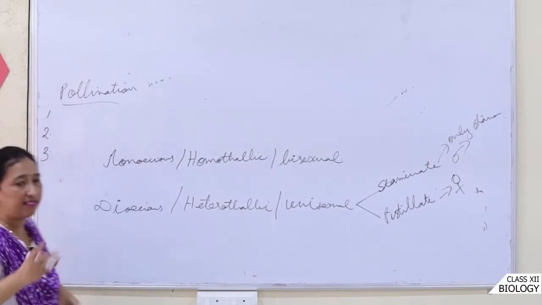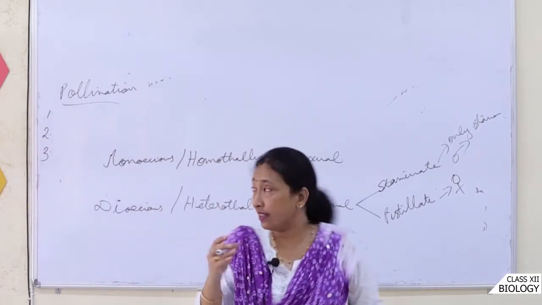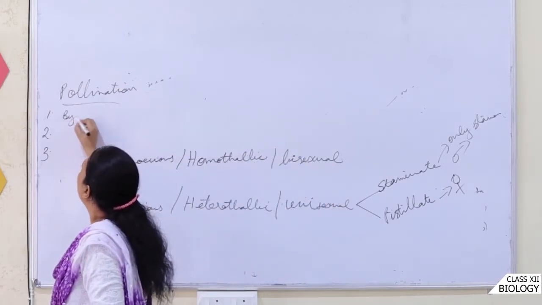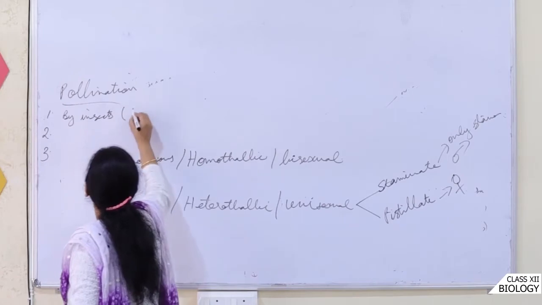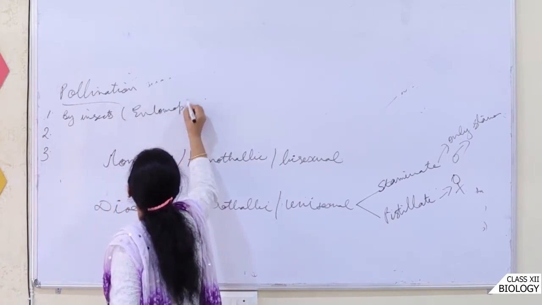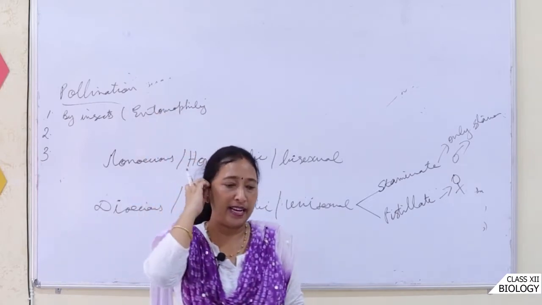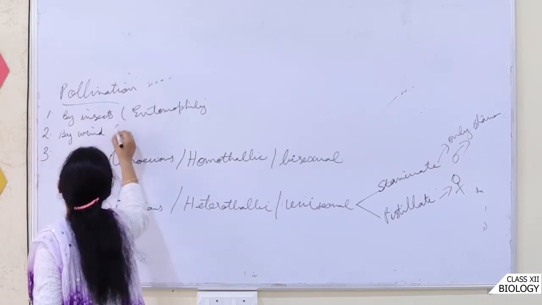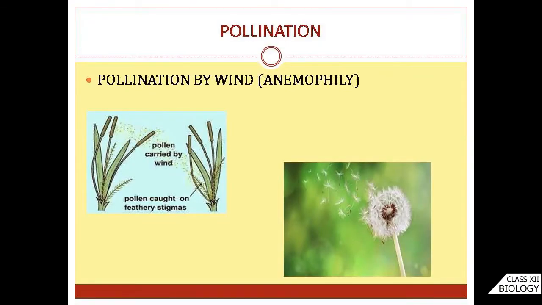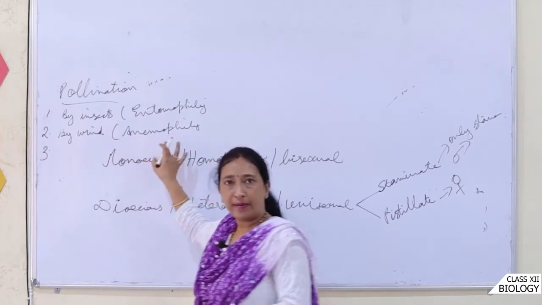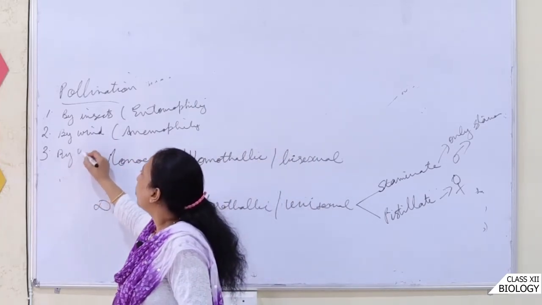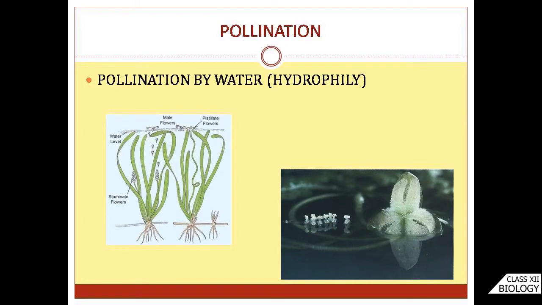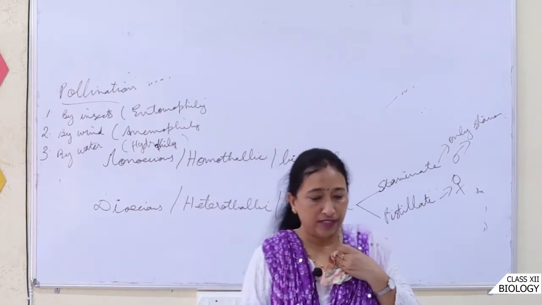Pollination takes place in three ways. If it takes place by insects, it is known as entomophily. If it takes place by wind, it is known as anemophily. If it takes place by water, it is known as hydrophily.